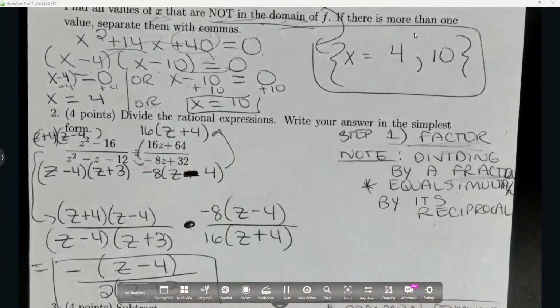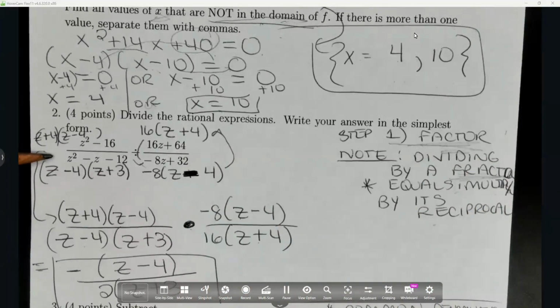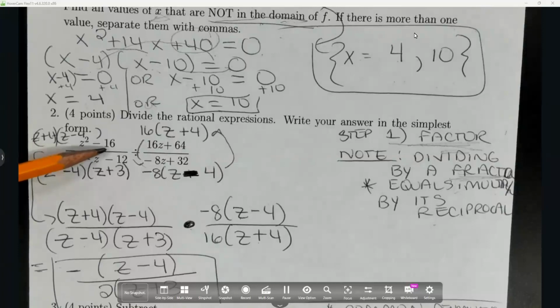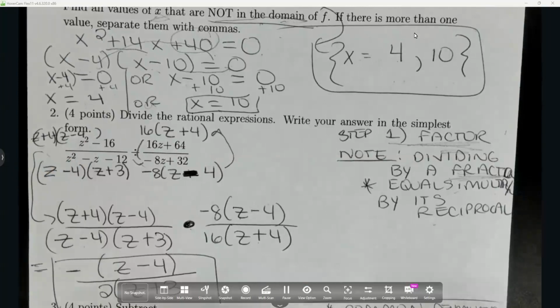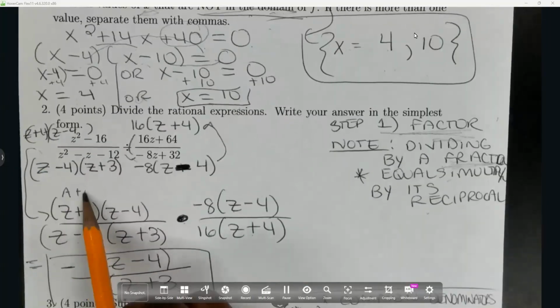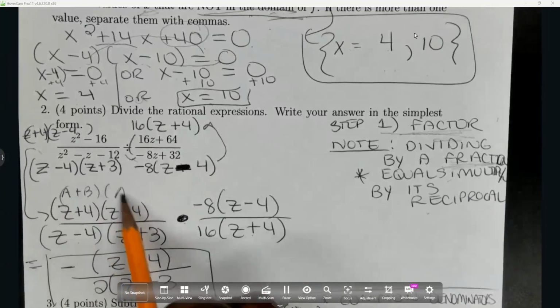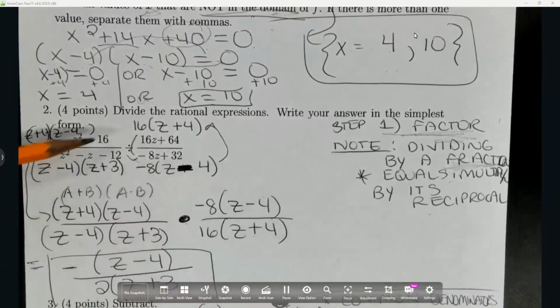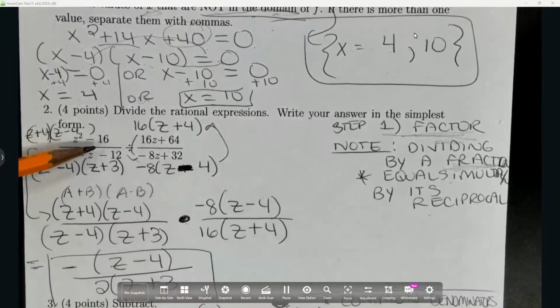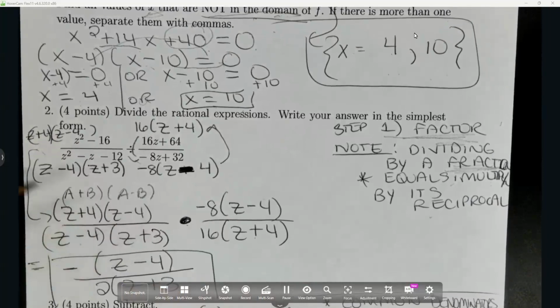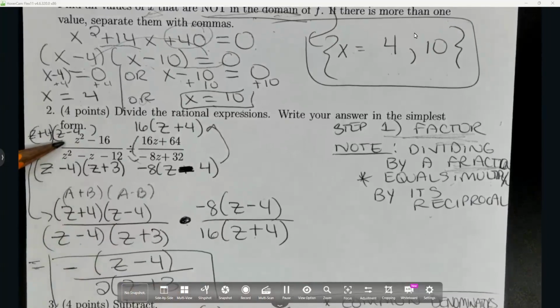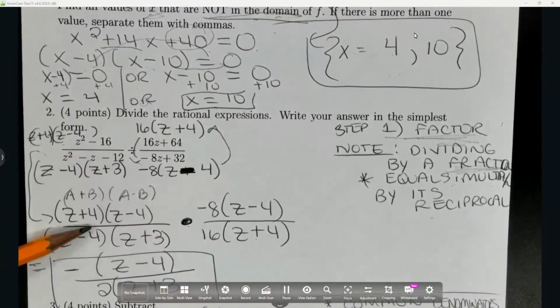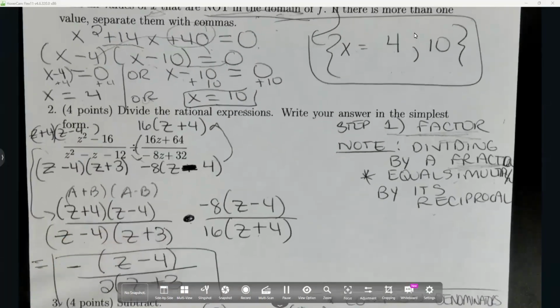So that's what we did for the first fraction in our numerator, z squared minus 16. That's a difference of perfect squares. So our a term would be z right here. Remember we factor as a plus b and a minus b. Our a term is going to be z. And then our b term, what do I square to get 16? It's 4. So our b term is going to be 4. We factored z squared minus 16 using z plus 4 and z minus 4.